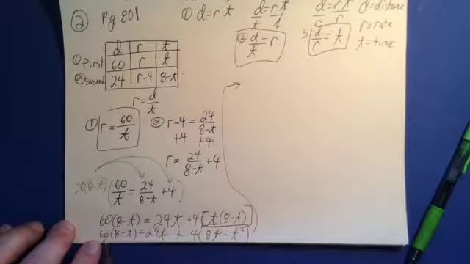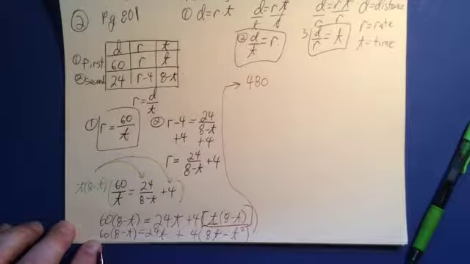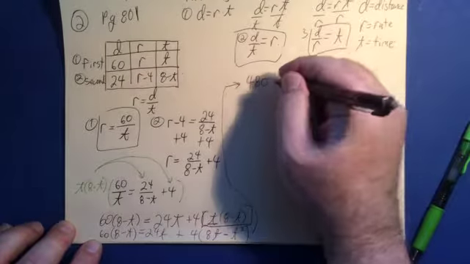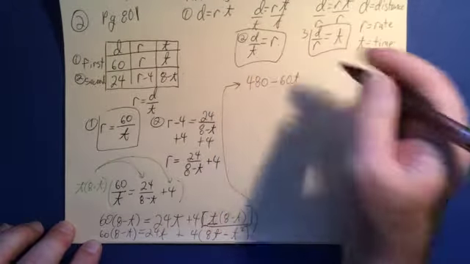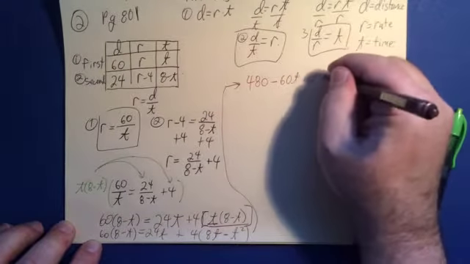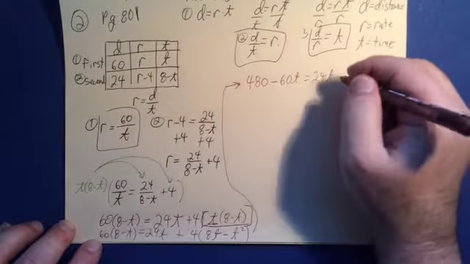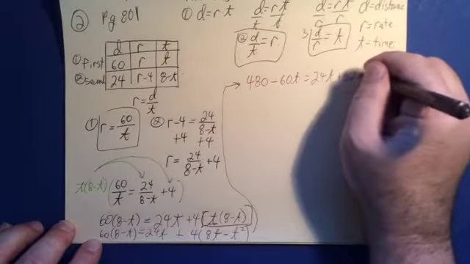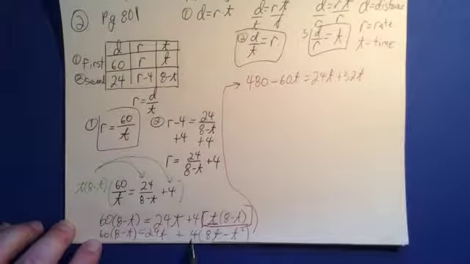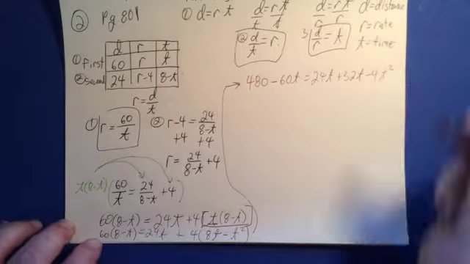So going down here, 60 times 8, 480. 60 times negative t, negative 60t. That will equal 24t. Now let's distribute this. 4 times 8 will be plus 32t. And then 4 times negative t squared will be minus 4t squared.